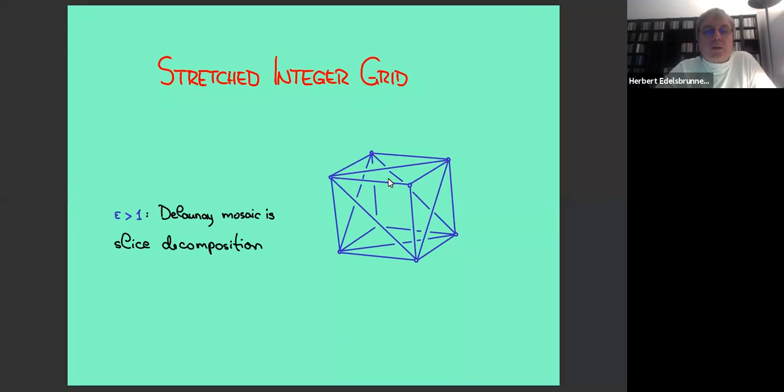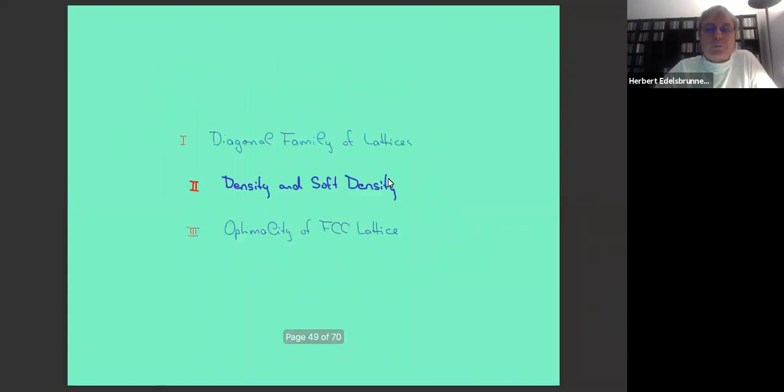So these are the 2 cases that we have to consider. Actually 3 cases, because at exactly epsilon equal to 1, we have the cube decomposition. So there the Delaunay mosaic is just a cubical decomposition. All right. So this is our simple setting.